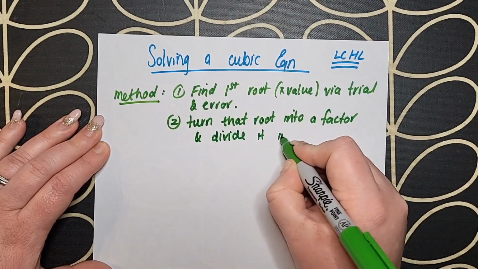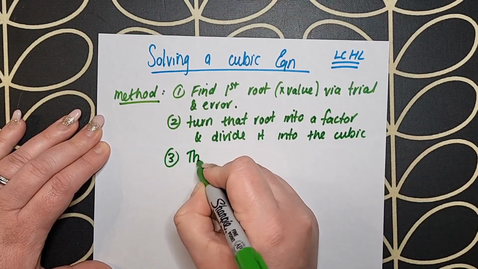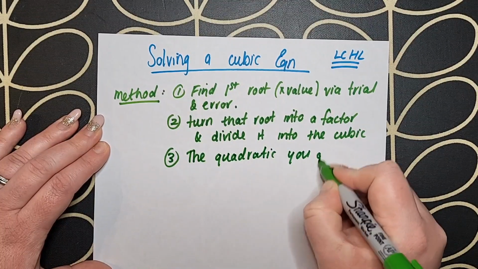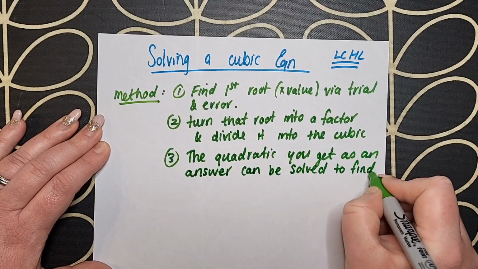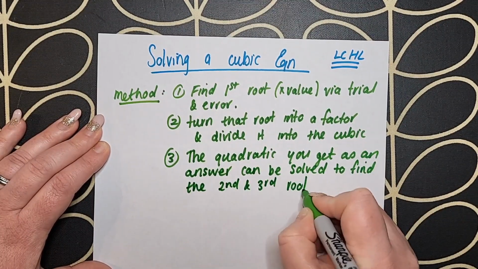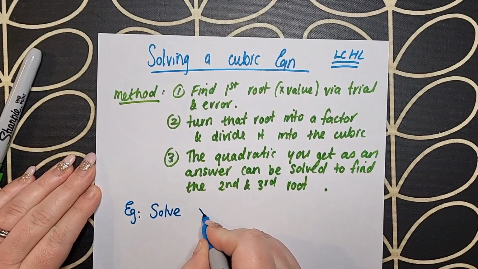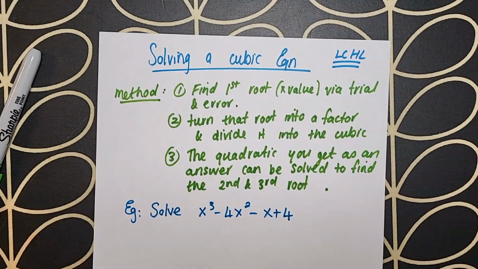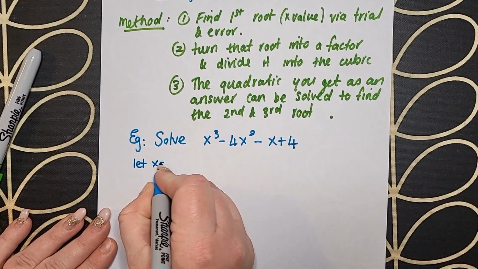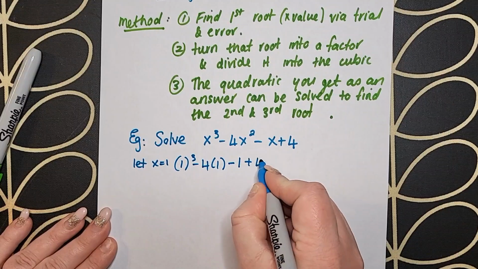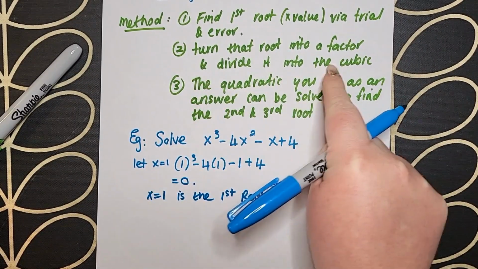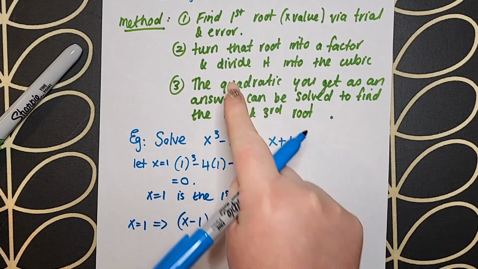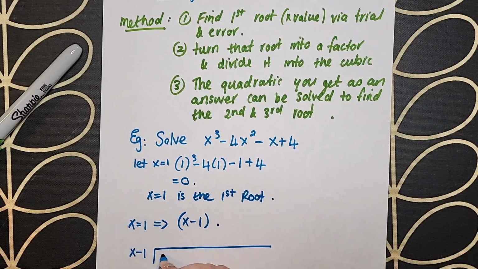So there are 3 steps in this method. The first one is that we are going to find the first root by literally using trial and error. So we're going to sub in a few different values and find the first root. The second step then is to take that root you've just found, turn it into a factor and divide it into the cubic. And the third step is to take the quadratic answer that you get from your division and solve that to get the other 2 roots. So there's always going to be 3 roots to a cubic equation.